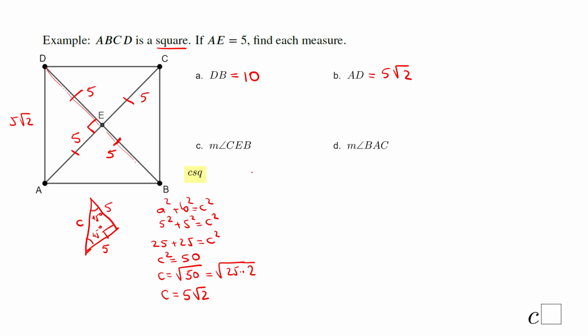Let's take a look at part C, the measure of angle CEB. Let me erase these things here. CEB, this angle here, oh well, that should be simple. The diagonals are perpendicular in a rhombus, and also in a square, so this one is 90 degrees. And we have one more thing, the measure of angle BAC, which is this angle here.